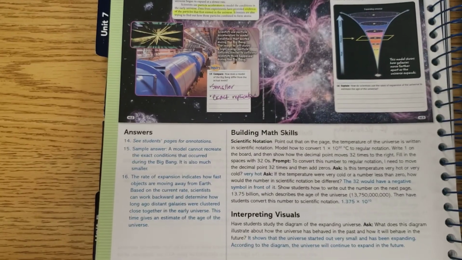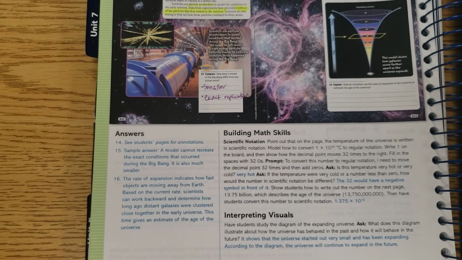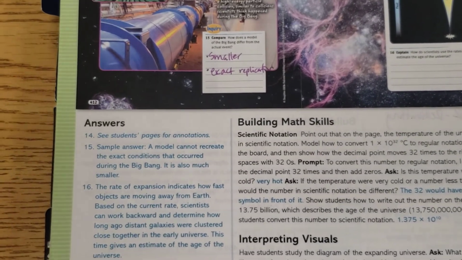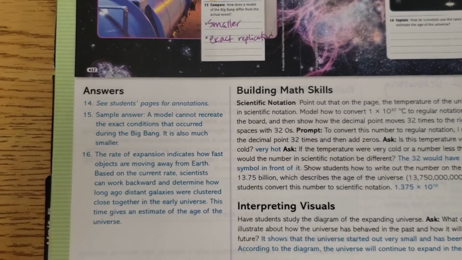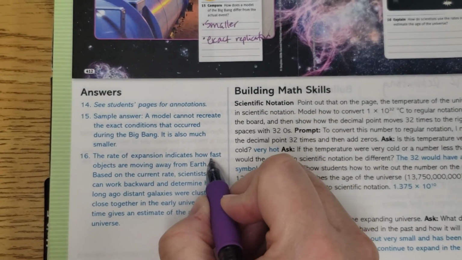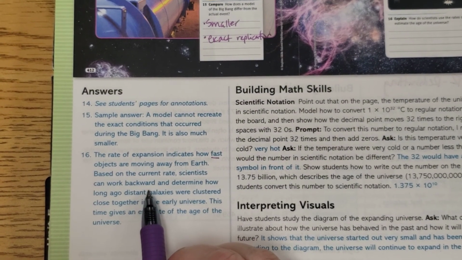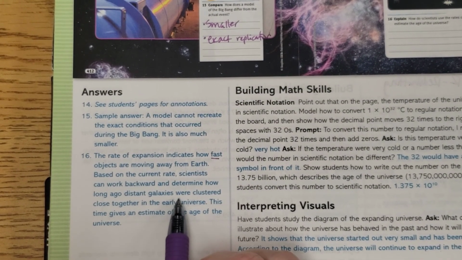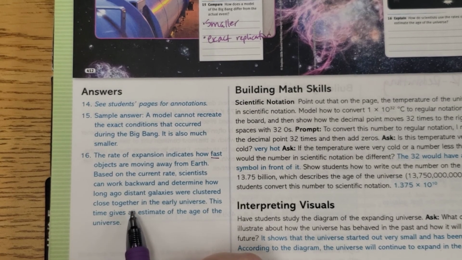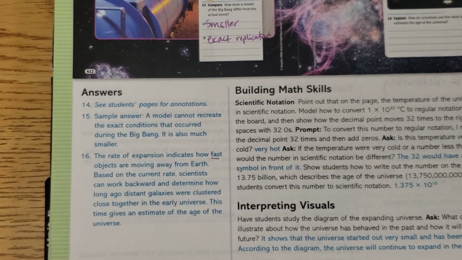So for number 16, instead of me reading it to you or rewriting, we're just going to zoom in right here on the answers. So there's your 16. The rate of expansion indicates how fast objects are moving away from Earth. Based on that rate, scientists work backwards to determine how long ago the galaxies were clustered close together. And then this would give us an estimated age of the universe.